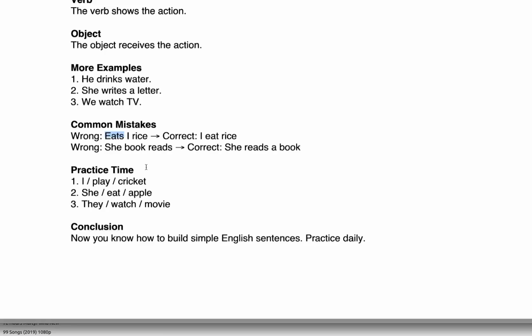So, practice time. "I play cricket." Is it correct? Okay. "She eat apple." Is it correct? "They watch movie." Is it correct? So let's keep practicing. For today's lesson, now you know how to build a simple English sentence. Let's practice every day.